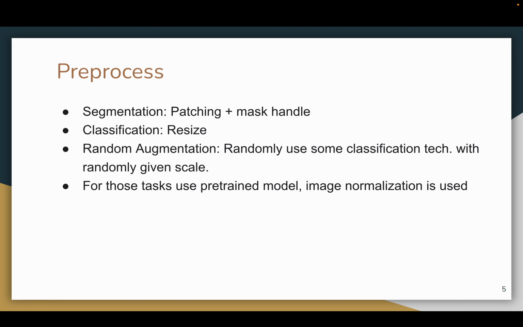And also, we use a random augmentation, which randomly uses some augmentation techniques with randomly given scale, such as rotation, contrast adjustment, and so on. And finally, for those tasks that use a pre-trained model, image normalization is used, where the mean and the standard deviation are provided by the model.